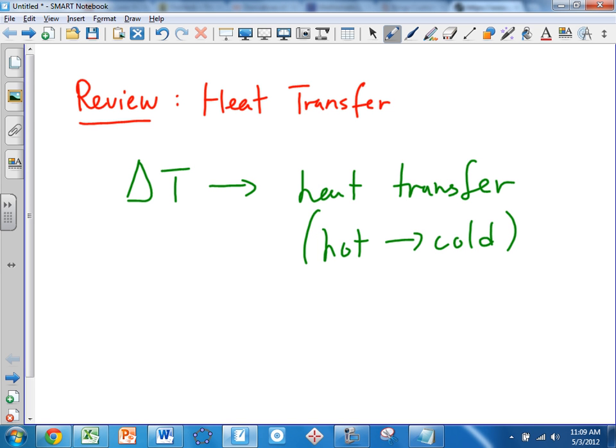Now, if you have two surfaces that are the same temperature, what do we call that, everybody? Equilibrium. When two surfaces are at the same temperature, they're not going to want to change any heat because they're already balanced out. So if there's no heat transfer, delta T is what? Zero. There is no difference in the temperatures. So again, when delta T equals 0, you have a state of thermal equilibrium.